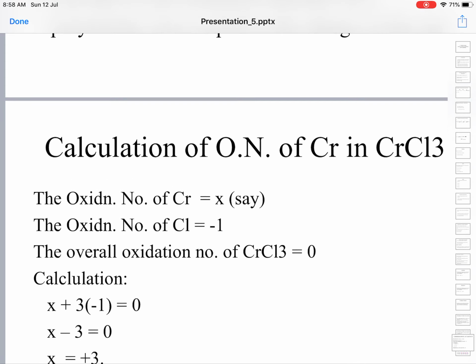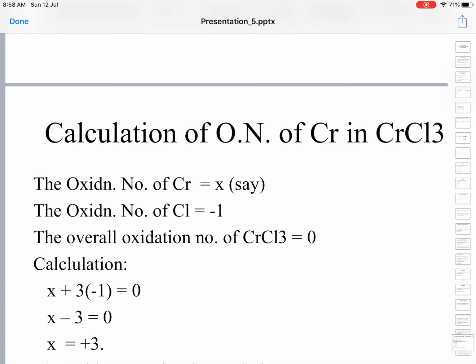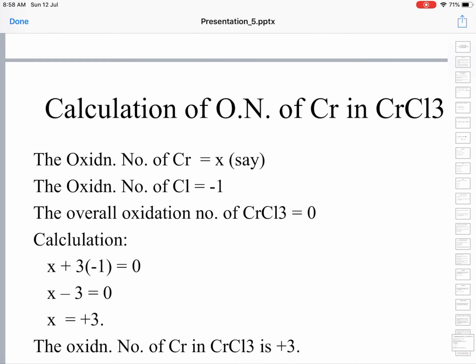Let us see an example for the calculation of oxidation number. Calculation of the oxidation number of chromium in CrCl3. See, CrCl3 is a neutral compound, so the overall charge on it is 0.